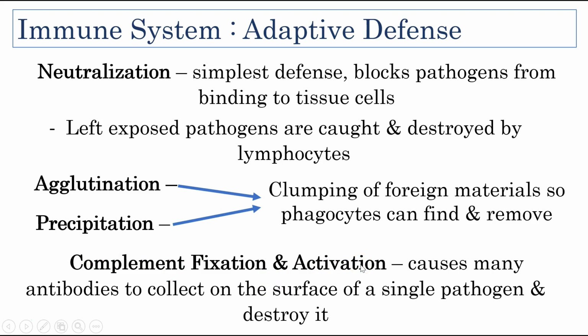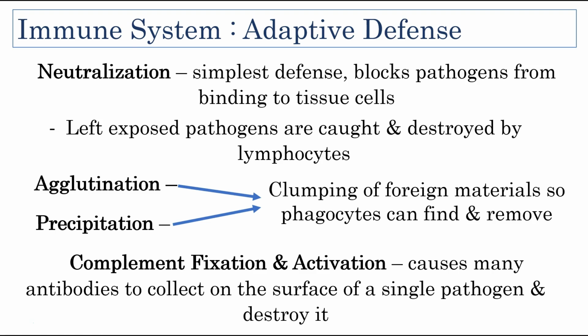Complement fixation and activation. This is just a whole bunch of antibodies collecting on the surface of one single thing. One complement protein will bind, and because of this, it becomes activated and changes shape. Sound familiar? It kind of sounds like clotting, right? One platelet will bind, activate, it will swell, and then call a whole bunch more platelets over. So in this scenario, this complement protein is fixating on the surface of a pathogen. It's activating and calling a whole bunch more antibodies over. They coat the surface and lyse it, completely destroying it.